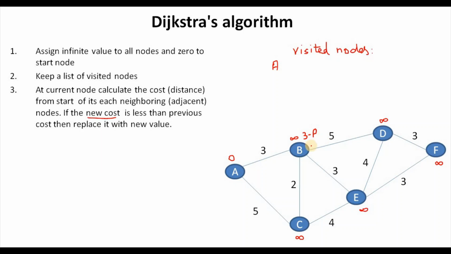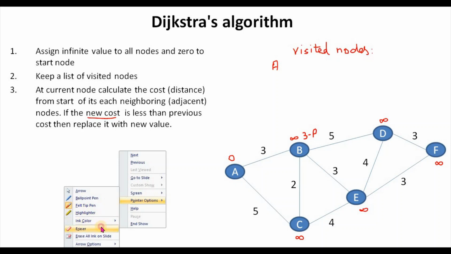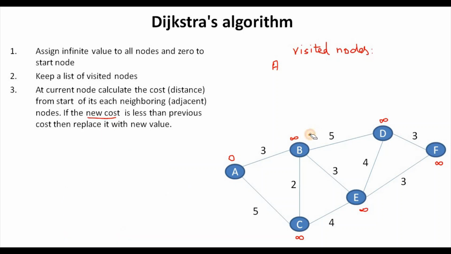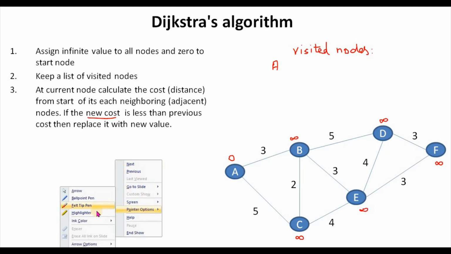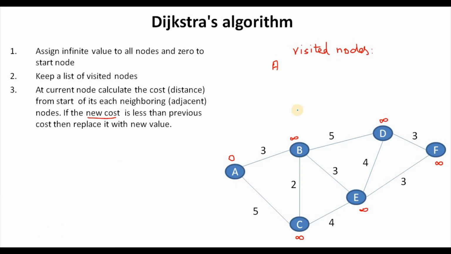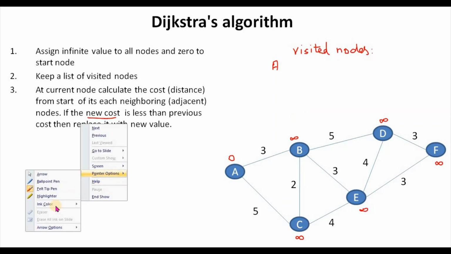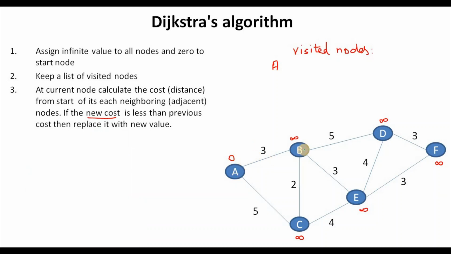If you remember, we did the same thing in the breadth first search algorithm also. I can change the color so it's visible now, because the infinity is already there. Let's make it blue, or maybe green is better. Okay, so going from A to B, B will have a cost of 3 and its parent node is A.